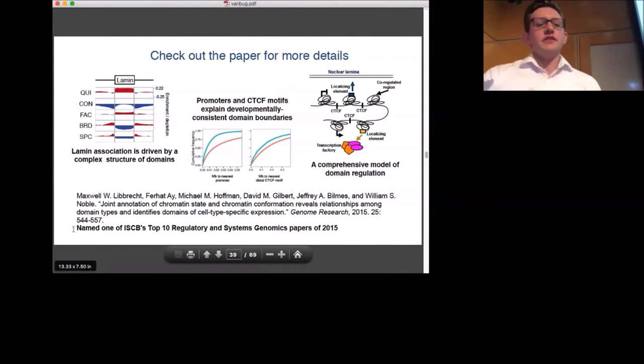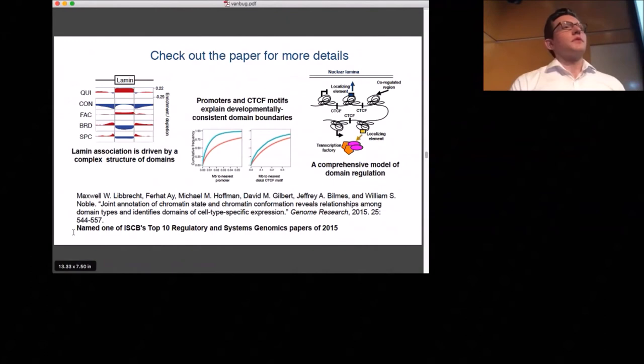We found out recently that this was named one of the top 10 regulatory and systems genomics papers of 2015, which was pretty exciting. Yes, question?